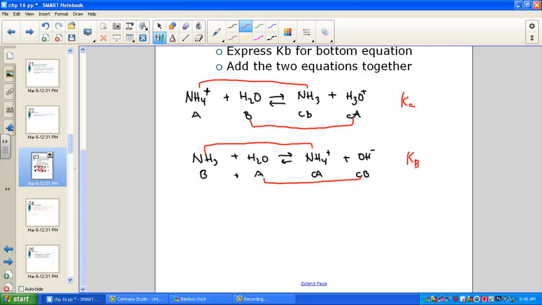Let's express the Ka for the top equation. No numbers, just the expression, where it's the products over the reactants. The molecules here of NH3, the acid ion, hydronium, H3O+. Remember how the liquid water drops out of an equilibrium expression, so the only thing remaining on the bottom is NH4+, the ammonium polyatomic ion.